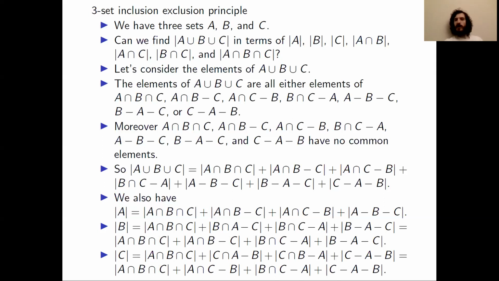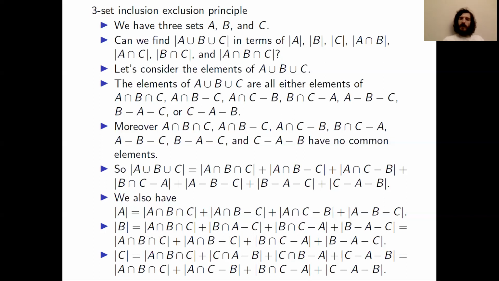And finally, we do something very similarly with C. We can write C as the union of A intersect C and C minus A. The A intersect C, we can write that as A intersect B intersect C union A intersect C minus B. The C minus A, we can write that as the union of C intersect B minus A and C minus A minus B. So we can write the cardinality of C as the sum of the cardinality of A intersect B intersect C plus the cardinality of A intersect C minus B plus the cardinality of B intersect C minus A, and finally plus the cardinality of C minus A minus B.